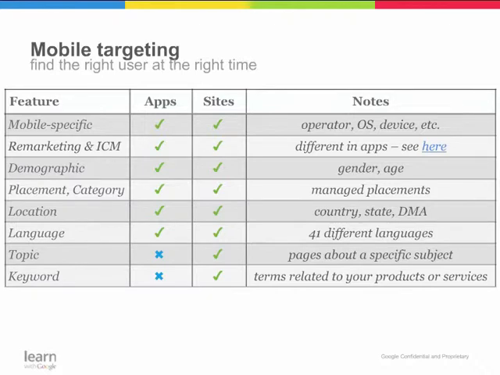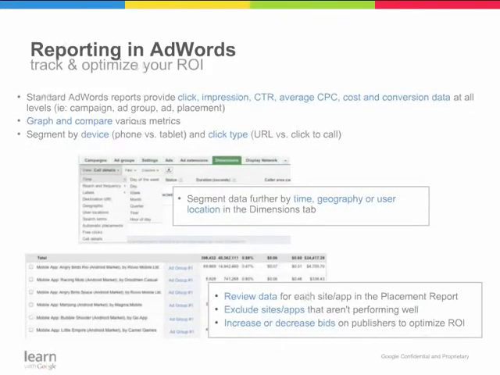I'm going to assume everyone has a standard baseline of familiarity with AdWords, so I won't spend too much time on the reporting piece. What's important to note here is that in-app ads now benefit from the full suite of AdWords reporting features. Thus, you can easily see delivery and performance by placement, graph, and compare various metrics, cross-slice the data by time, geography, or user location. For in-app inventory, the main step forward is the ability to review data for each site or app in the placement report, exclude sites or apps that aren't performing well, and increase or decrease bids to optimize ROI. For those of you who were dependent on the AdMob support team in the past to generate reports, you no longer have to be. This is all available through the AdWords UI in which your campaign has been set up.